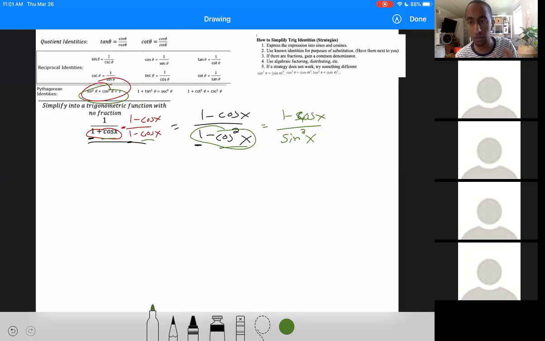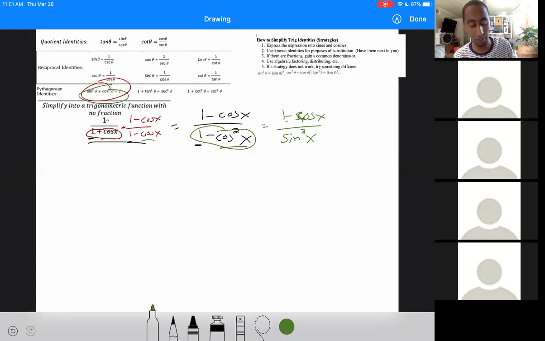Now, our end goal was to simplify this and to get no fraction. However, over here we had 1, 2, 3 terms, and over here we have 1, 2, 3 terms. We haven't really simplified necessarily, and we haven't gotten rid of the fraction. So what does that help with?